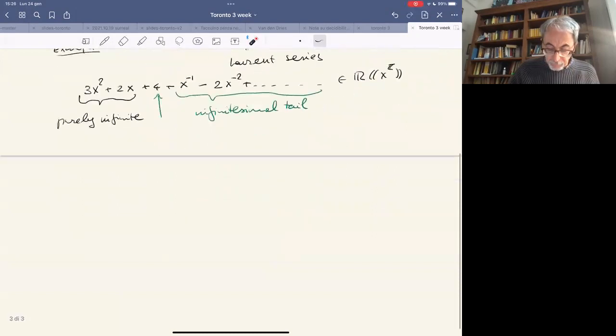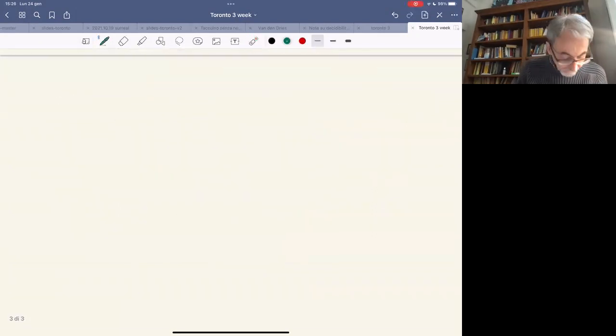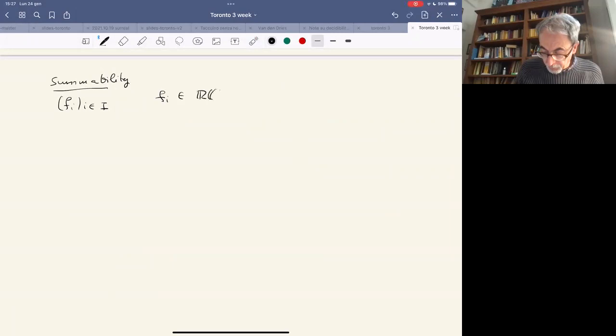Now, there is an important notion of summability, which has already been mentioned. Suppose you have a family of elements in a given Hahn field. Each of them is going to be a possibly infinite sum. You would like to define, when possible, the sum of all these elements. This cannot always be done. It can be done only if the family is summable.